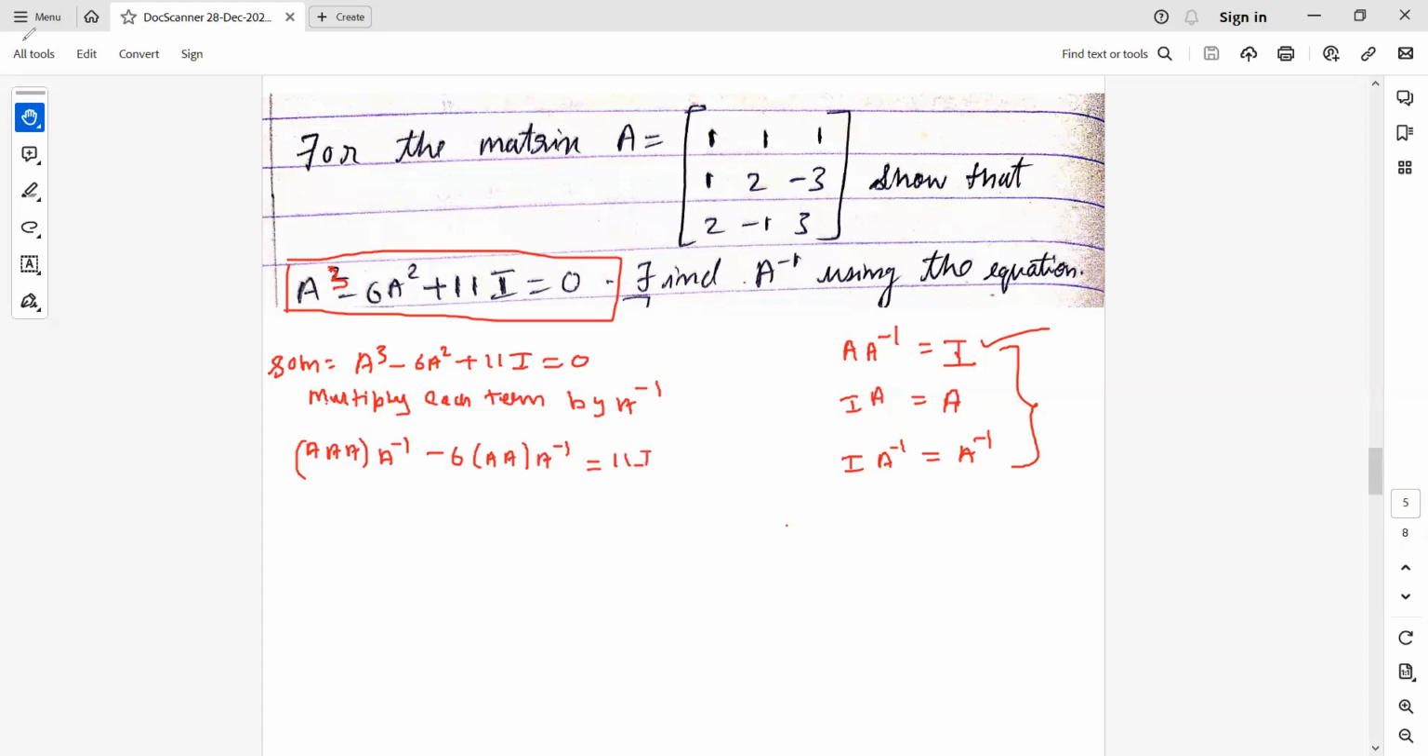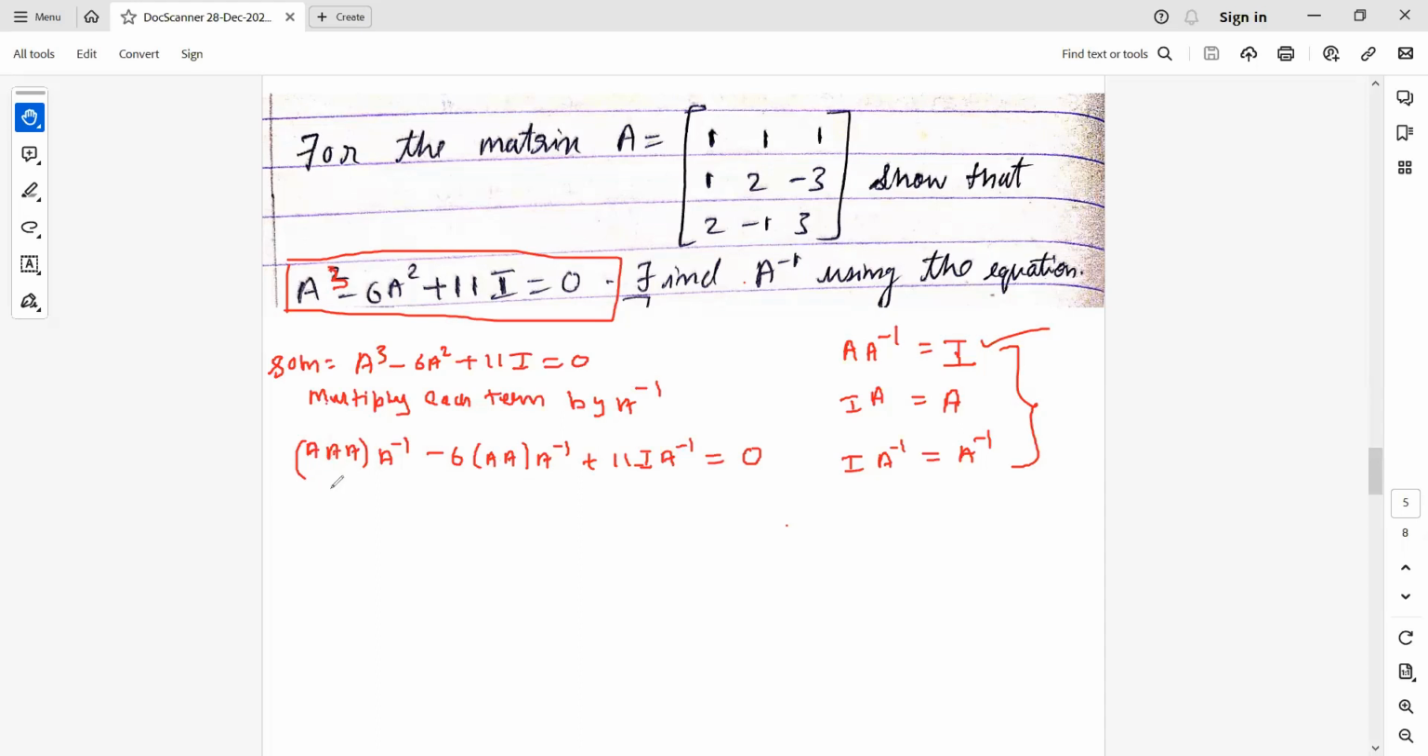And then see 11I, plus 11I into A inverse. Okay, and 0 matrix into A inverse, it will be equal to 0. Okay, so this is what we have got. Next, on simplifying further, see, pay attention.